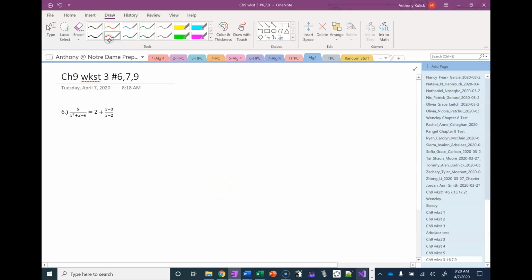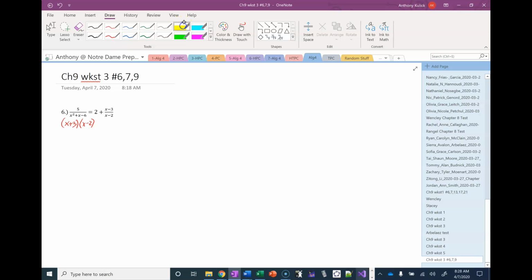So this is the solutions for worksheet 3 from chapter 9, numbers 6, 7, and 9. When I look at solving an equation with rational expressions in it, the first thing I'd want to do is to factor all of my denominators. So x squared plus x minus 6, I see that that's going to factor to x plus 3 times x minus 2.